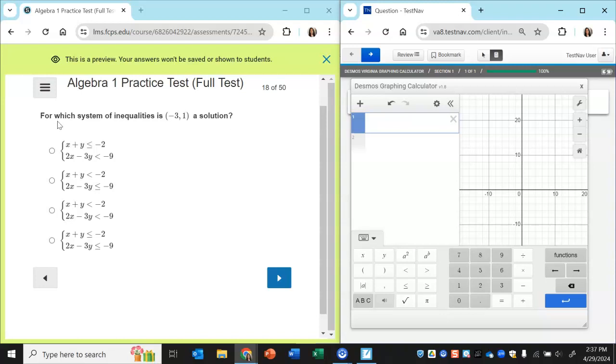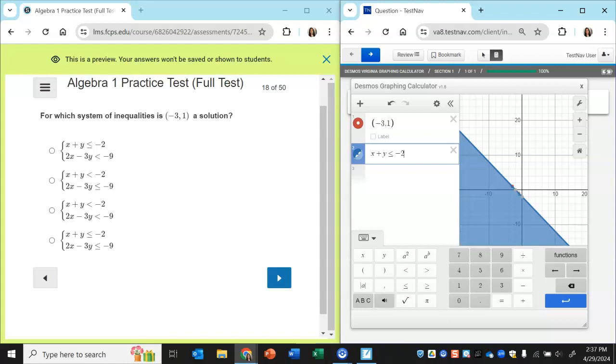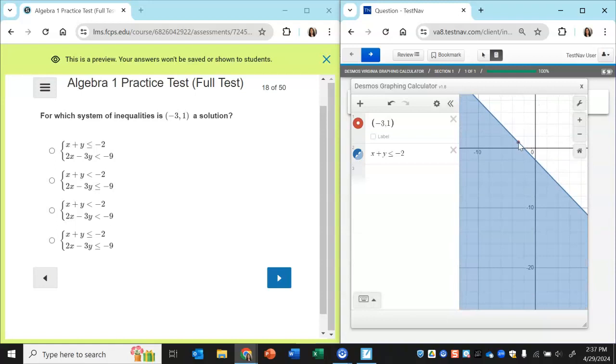Let's read the question. For which system of inequalities is -3, 1 a solution? So you know that -3, 1 is a solution where the two graphs overlap. So this is an inequality, so make sure that they get graphed properly. There's one. So far it's a solution because it's on the solid line right there. That's good. I'm focused on that red dot right there.